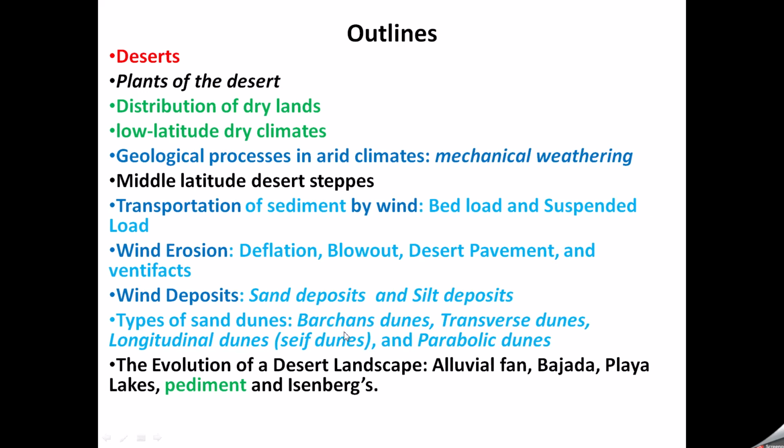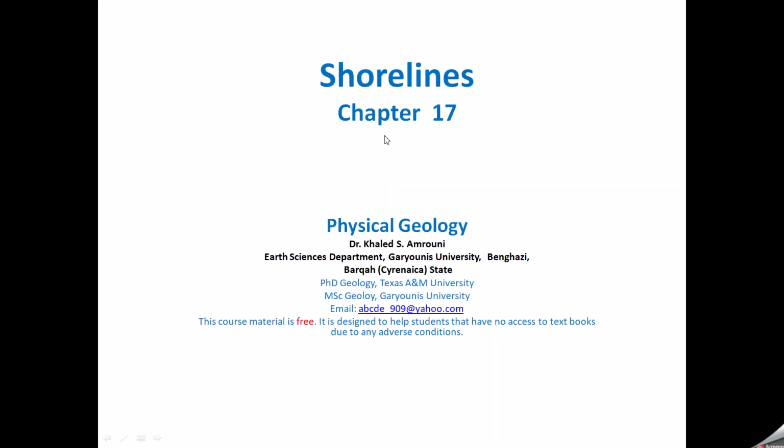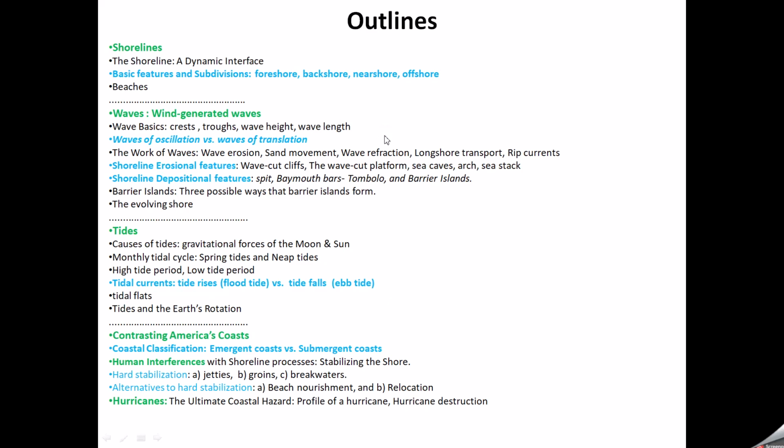And types of sand dunes, barchan dunes, transverse dunes, longitudinal dunes, we'll call them seif dunes, seif coming from the Arabic word for sword, and parabolic dunes. The evolution of desert landscapes, alluvial plains, bajada, playa lakes, piedmont, and inselbergs. Here, inselbergs. And then shorelines, chapter 17.